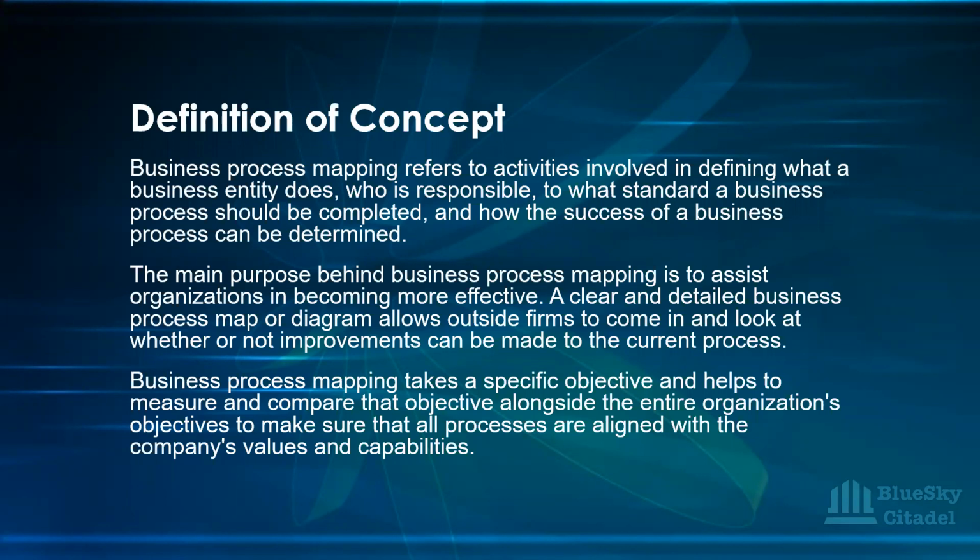You can draw a process map for basically anything, but in the context of what we're talking about, we're talking about business process mapping. And it basically points out the specific objective and helps measure and compare that objective alongside the entire organization's objective. So it helps show alignment with where we are and where we are going, or if there's any gap.